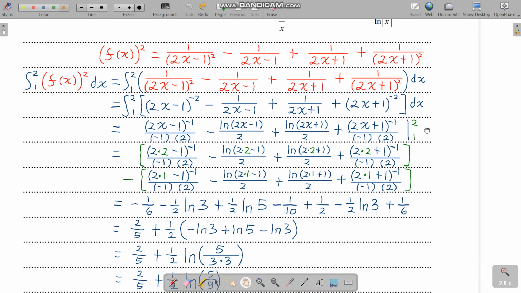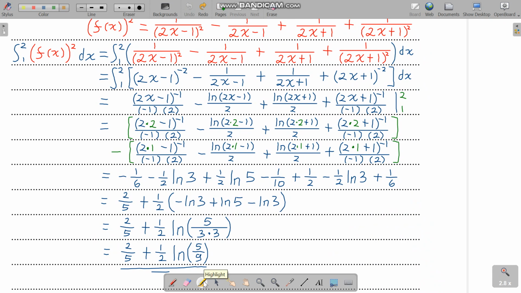Now plug in 2 and 1 and subtract. Just use your calculator for this whole thing. You will get an exact value here. For this one, you cannot use ln because in your calculator you get decimals. So use your calculator for the arguments: 2 times 2 minus 1, which is 3. So we have 1/2 times ln 3. And from here we have 5, so plus 1/2 ln 5. And use your calculator for the whole thing here. We're going to get exactly minus 1 over 10.